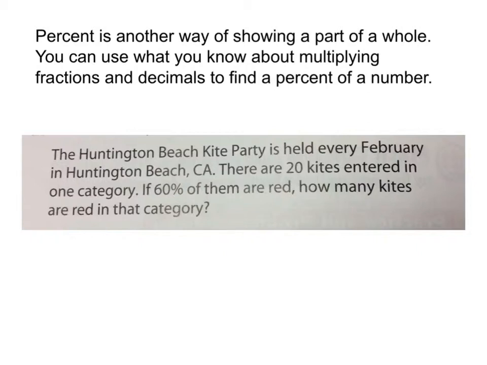Here's a problem. The Huntington Beach Kite Party is held every February in Huntington Beach, California. There are 20 kites entered in one category. Daniel, if 60% of them are red, how many kites are red in that category? Okay, so here's what I thought when I first read this problem. Oh, 60%. That's 60 out of 100. So that must mean 60 kites are red.